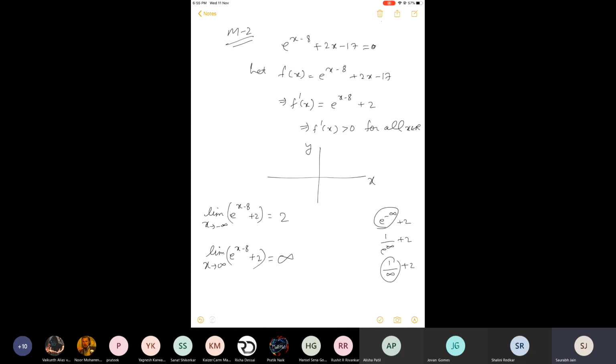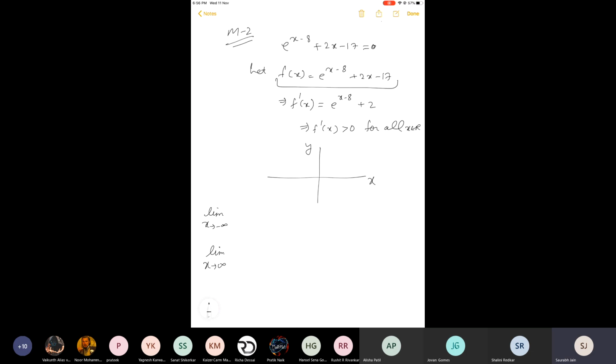Okay, wait a minute. Sorry, just one mistake here. Actually, I am taking the limit of the derivative. We are not supposed to take the limit of the derivative. We are supposed to take the limit of the function. If you remember, we have to take the limit of the function. Sorry for that, and let me remove this. So I took the limit of the derivative, but still this limit thing was okay. That will be used once again.